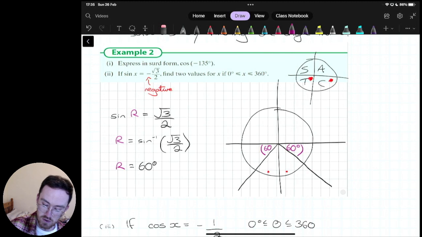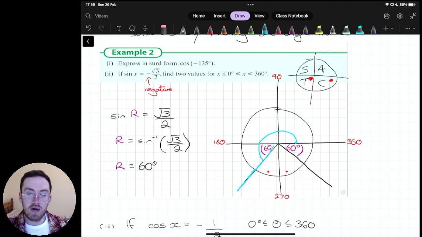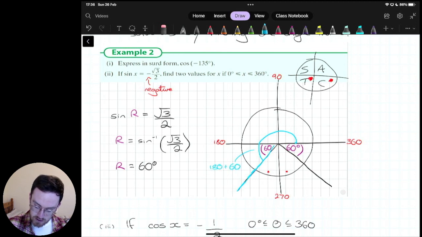Now we need to find out what is the complete angle here. So let's start off with the blue one. Starting from 0 here and going all the way around past 90, past 180, and on round until I hit my line here. Let's mark in those 90, 180, this is 270, this is 360, going up in 90s. Looking at my blue angle, I've gone past 180 and then 60 degrees more. So my blue angle is 180 plus 60, which gives me an answer of 240 degrees.